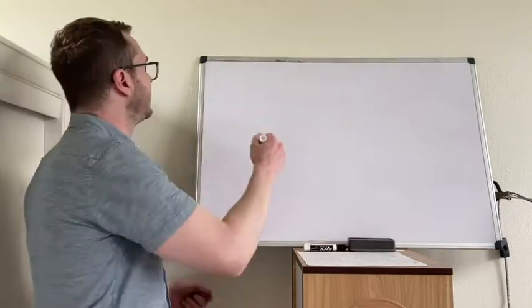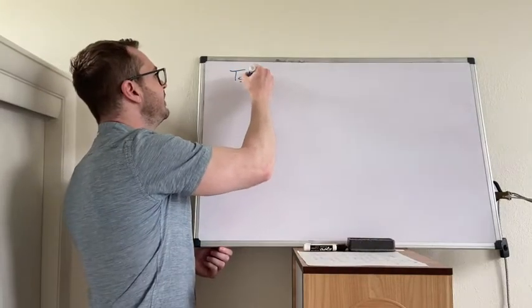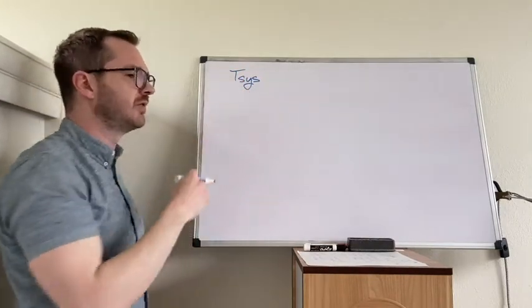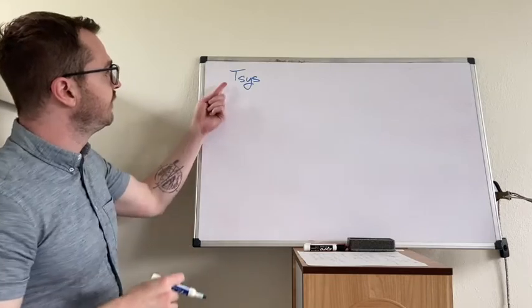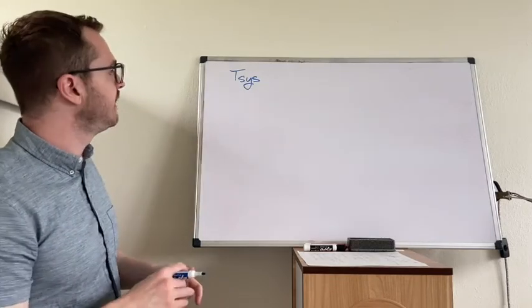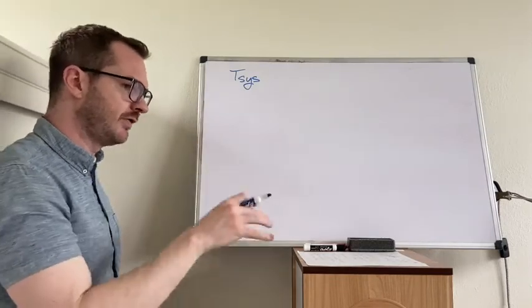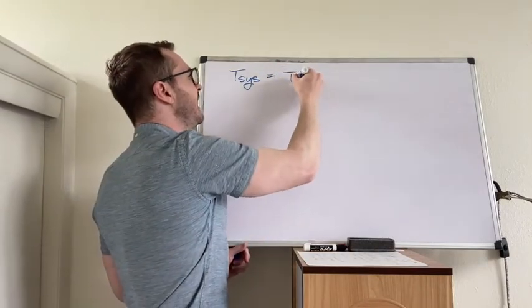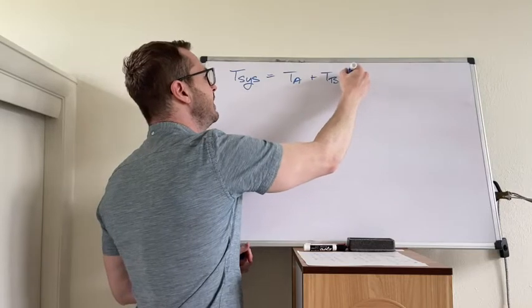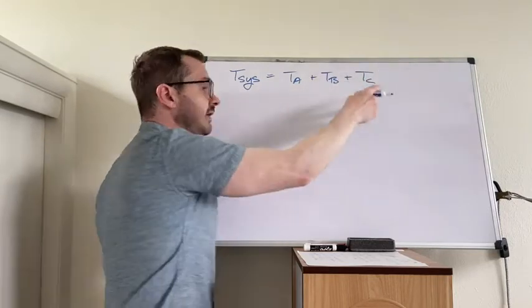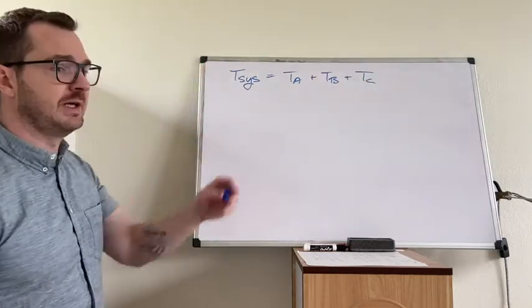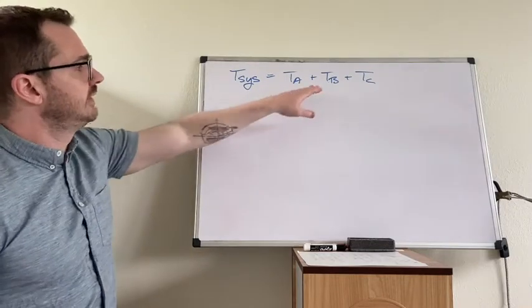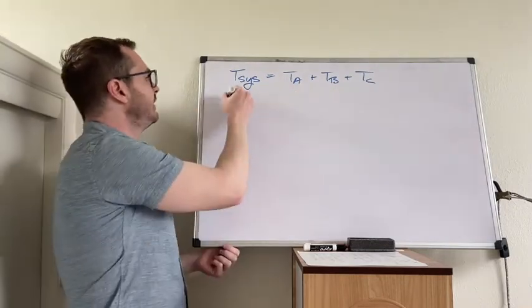Right? I said we wanted T of the system. Again, remember T is kinetic energy. If we want T of the whole system, that means we need the kinetic energies of every single body, and then we add them together. This is TA plus TB plus TC. If there was a DEF, it'd be plus DEF. Let's take each one of these individually.